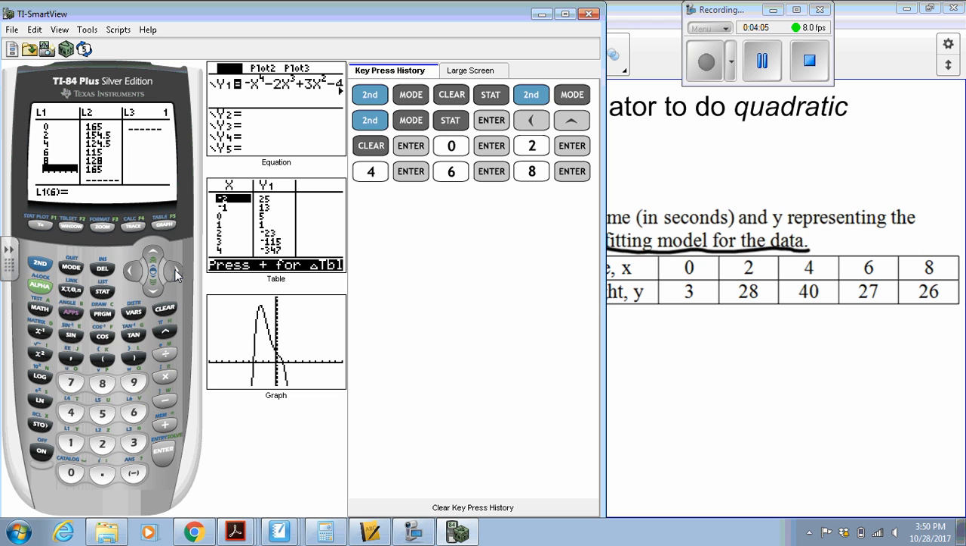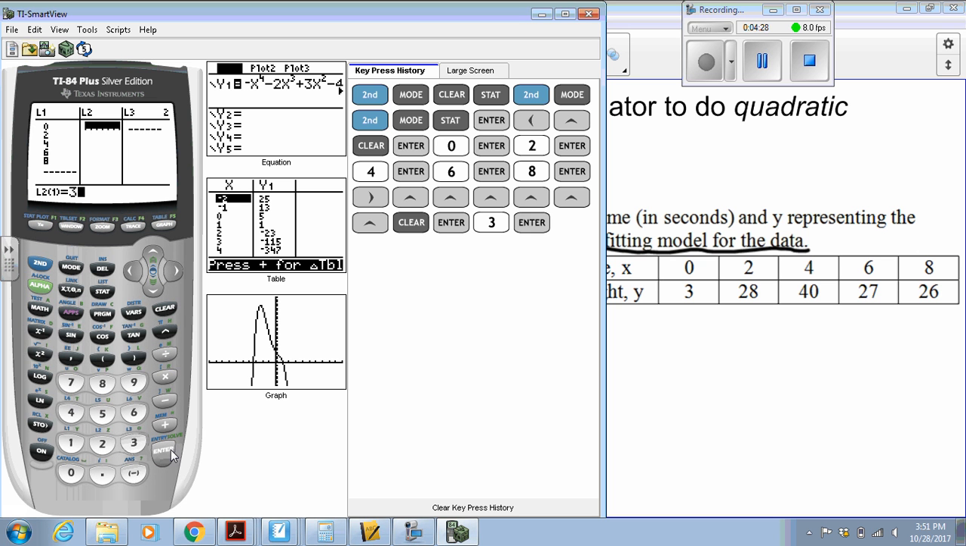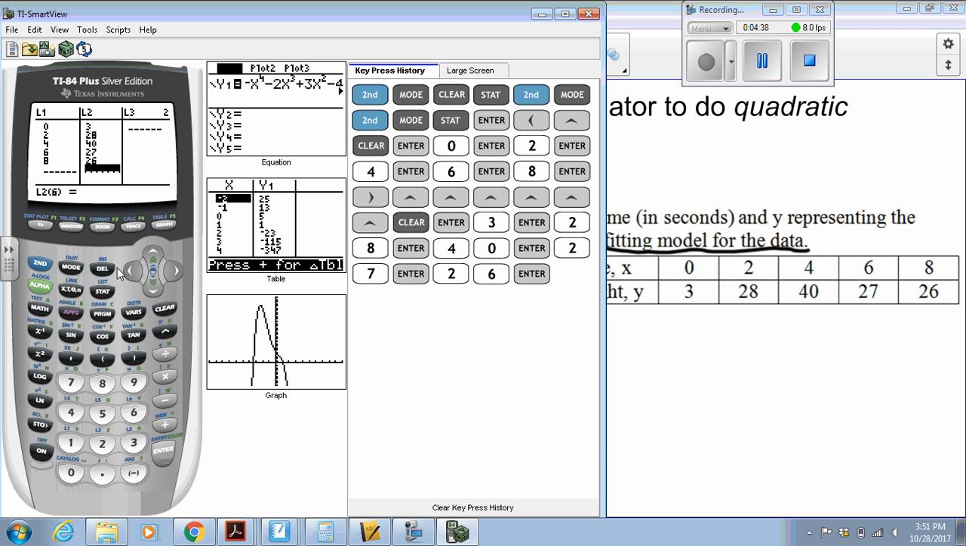So once again, I arrow to the left, and I'm going to clear this list. So I'm going to press the up button all the way until I highlight L2, and I press the clear button. It's right here, right underneath the arrows. So I press clear, and then I press enter. So now I place the numbers, so I do 3, enter, 28, enter, 40, enter, 27, enter, and 26. You want to make sure that you have the same amount of numbers in your L1 as well as your L2. If you do not, you will get an error message.